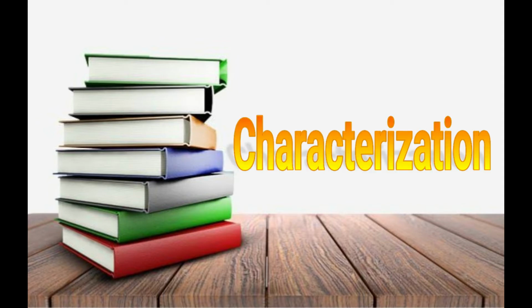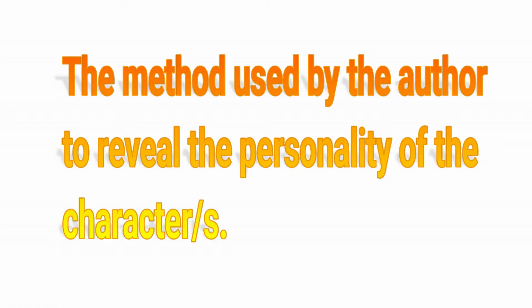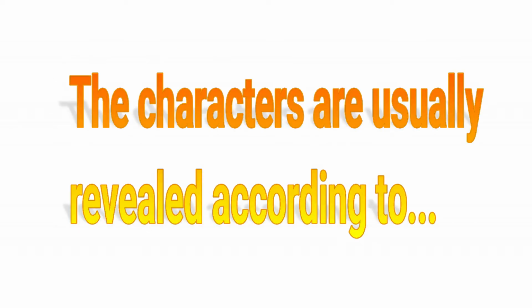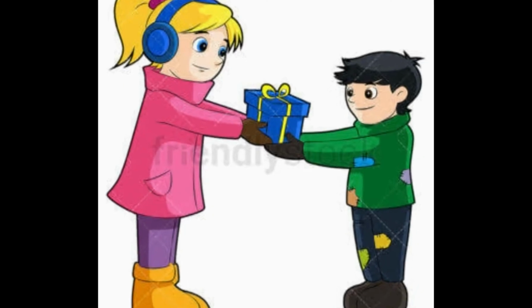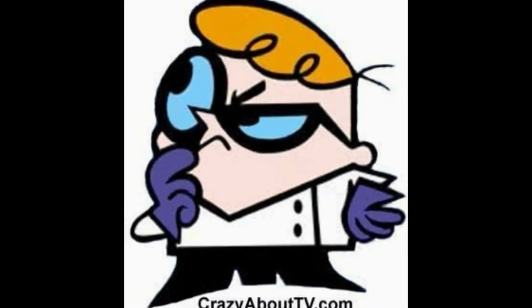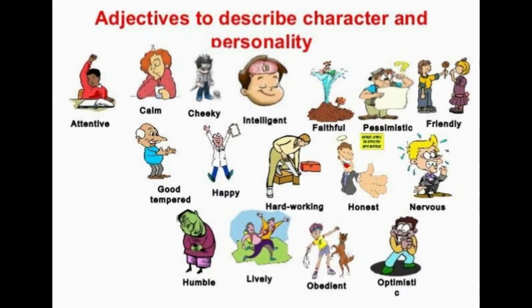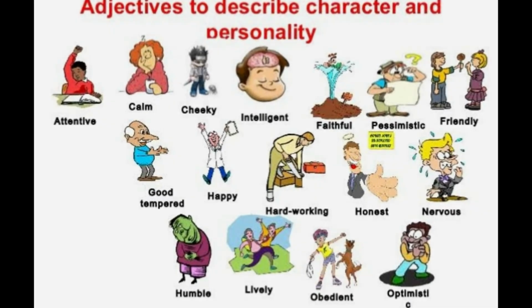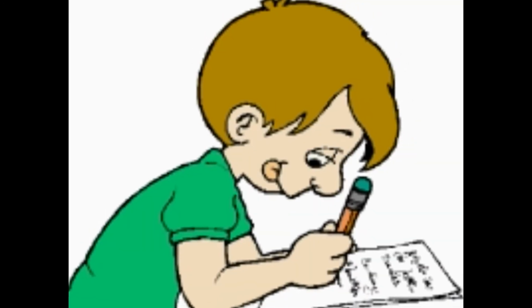And still under characters, we also have this term characterization, or by definition, the method used by the author to reveal the personality of the character or the characters. The characters are usually revealed according to the actions of the character, the thoughts of the character, the descriptions of the character, the descriptions of other characters, and the descriptions of the author.